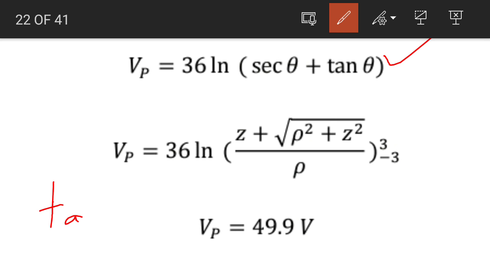You see, tangent theta will be equal to z by rho, and secant theta will be equal to under root 1 plus tangent square theta. And if you simplify it, you will get Vp will be equal to 36 log of z plus under root rho square plus z square divided by rho, and the only variable is z. Z is changing from -3 to +3. So if we put the value of z in this particular equation, we get Vp, which is 49.9 volt.